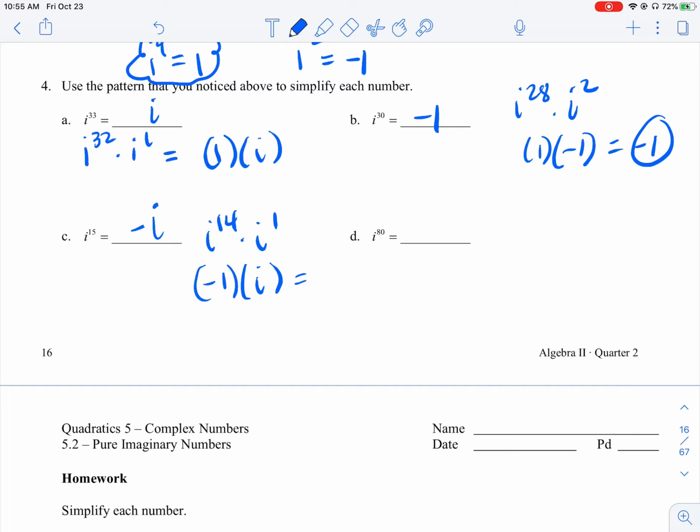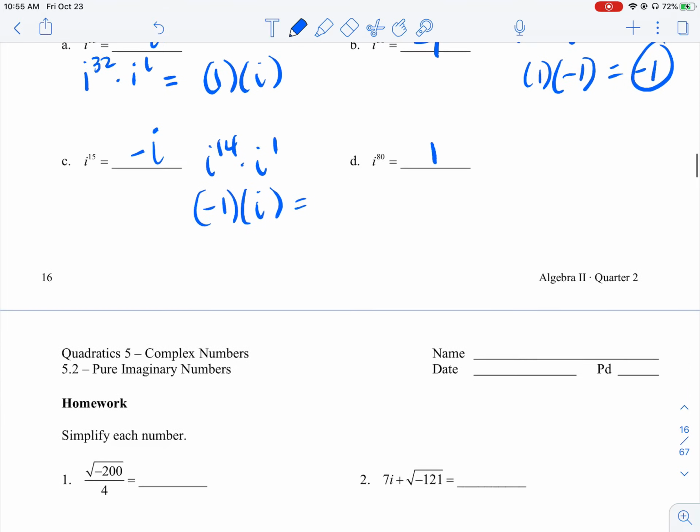Okay, 80. Is 80 a number divisible by 4? Yes. 80 divided by 4 is 20. So the answer there is 1. So easy, isn't it? Okay, moving on.